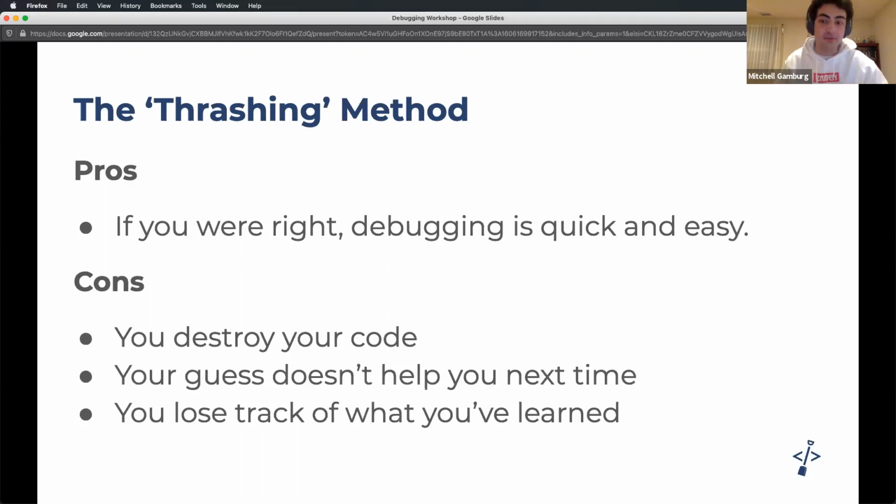So there is an advantage to this method, which is that if you were right on your first or second guess, then debugging is quick and easy. You finish in like a couple of minutes, your life is great, and you can just move on and keep working on the stuff that's more interesting, like working on features and adding new cool stuff to your program. But if you're not right within your first or second guess, there tend to be a lot of problems that accumulate.